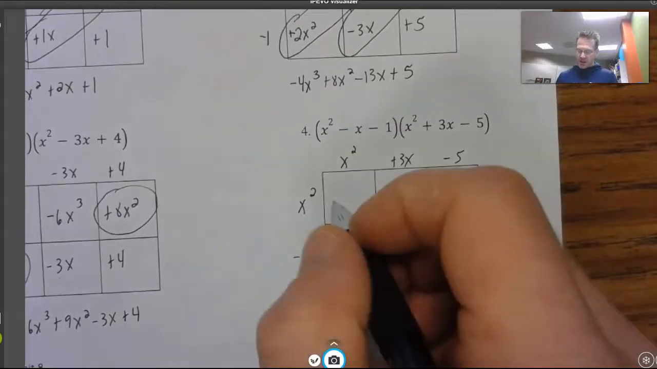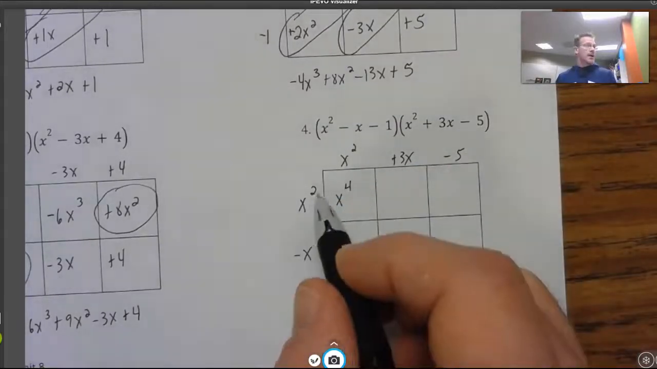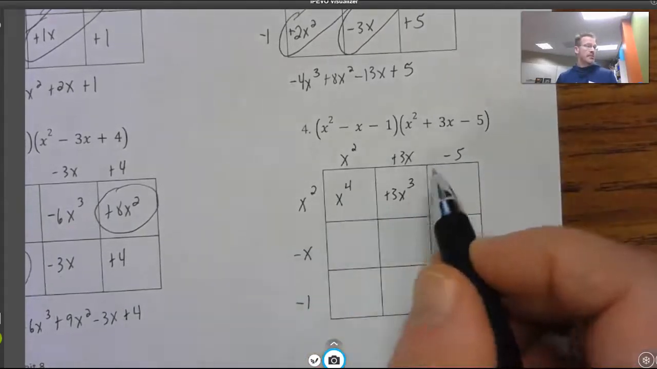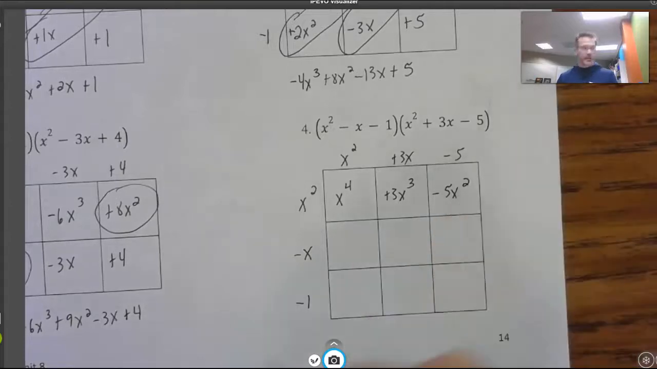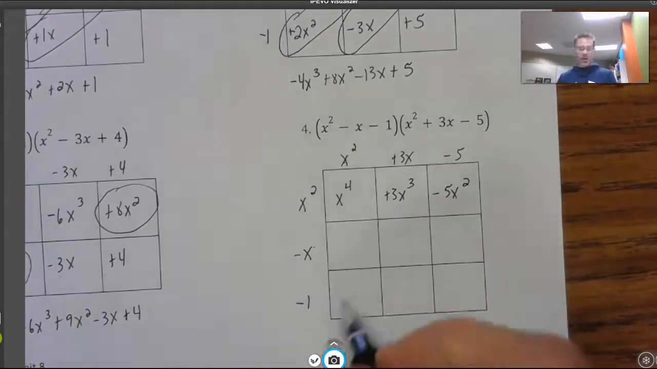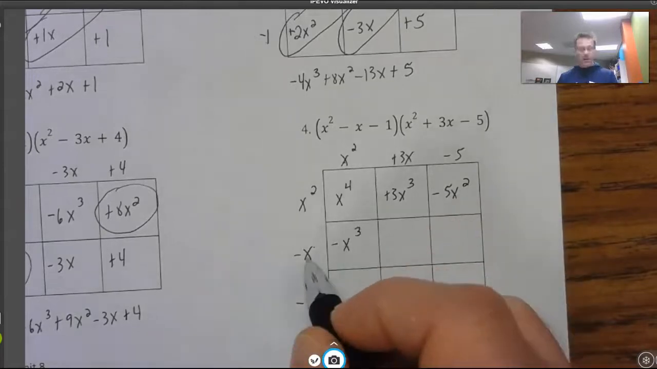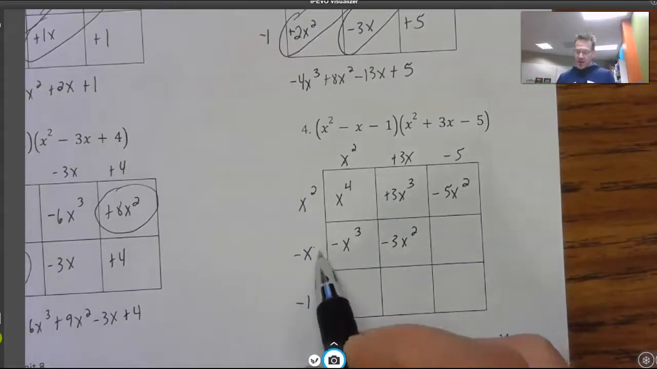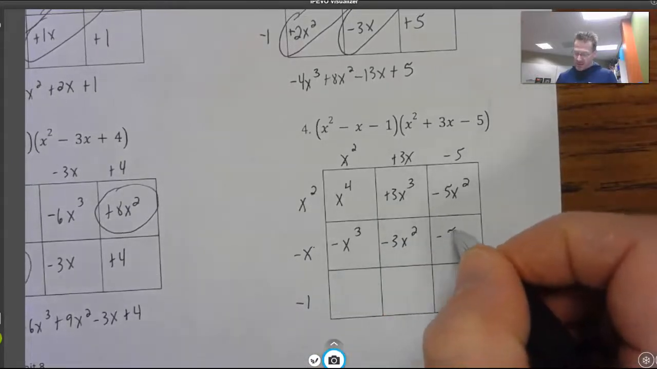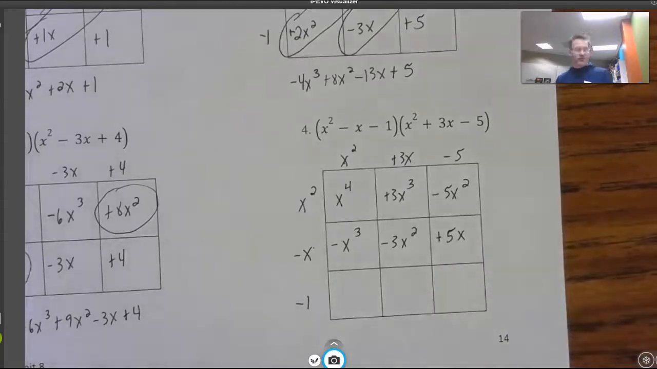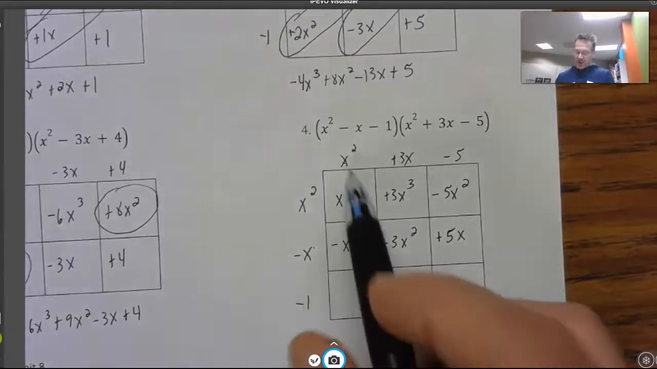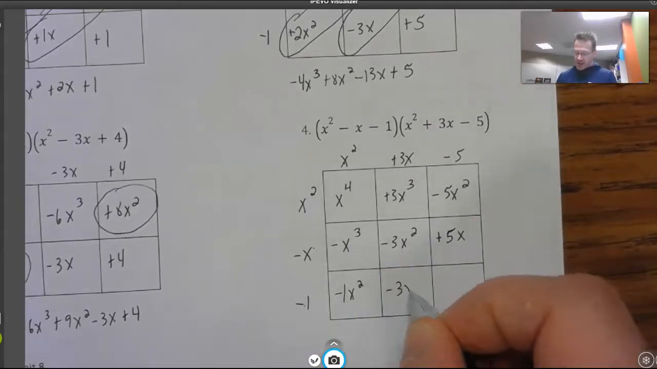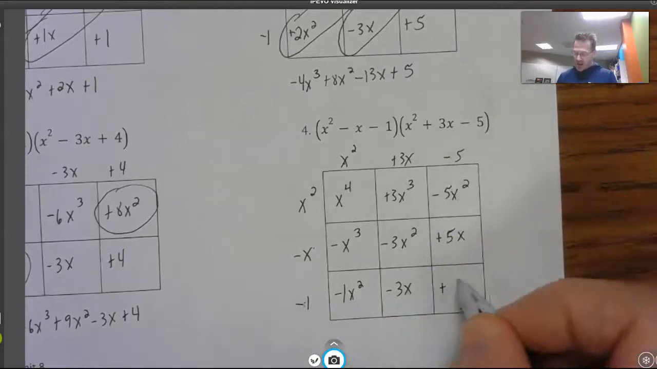All right, so x squared times x squared is x to the fourth. X squared times 3x is 3x cubed. All right, x squared times negative 5 is negative 5x squared. Negative x times x squared, that's negative x cubed. Negative x times 3x is negative 3x squared. Negative x times negative 5 is positive 5x, I should say. Negative times negative is positive. All right, now negative 1 times x squared is negative 1x squared. Negative 1 times 3 is negative 3x. Negative 1 times negative 5 is a positive 5.